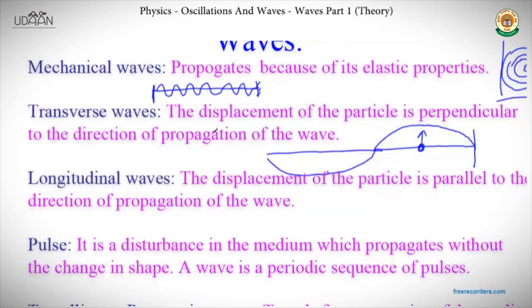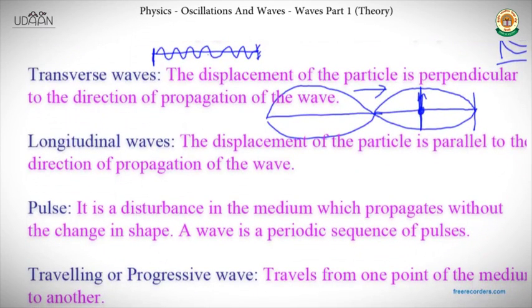After some time, this wave becomes like this. So the wave is propagating to the right, and the particle is moving this way. So both these are perpendicular to each other, hence the word transverse. So these types of waves are called transverse waves.